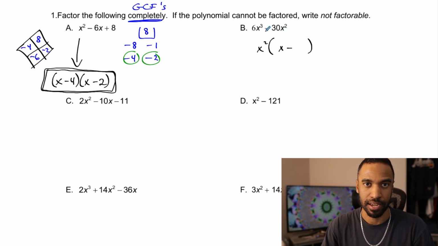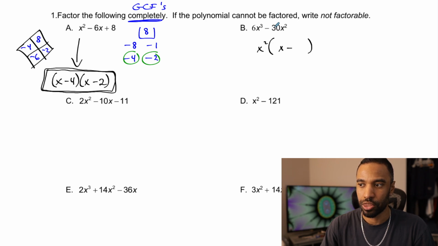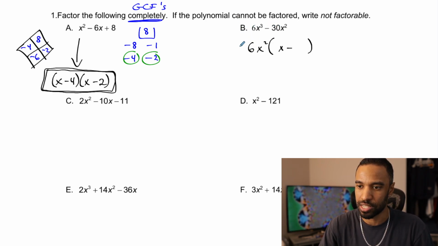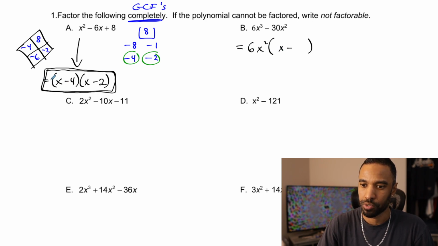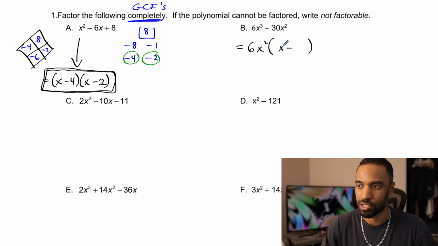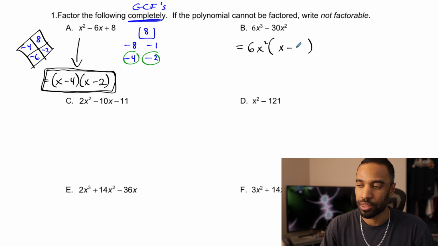Don't let the common factor stuff fool you too much. 6 and 30, I could also factor out a 6 from both of these right here. If I factor a 6 out, put an equal sign. If I factor a 6 out right here, I am left with just an x right here, and 30 divided by 6 is 5, so I get x minus 5.